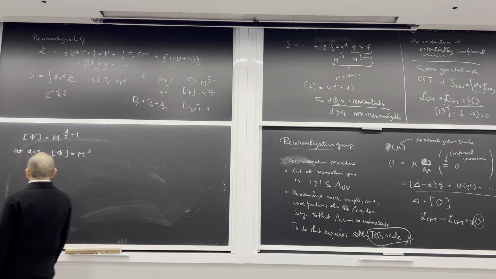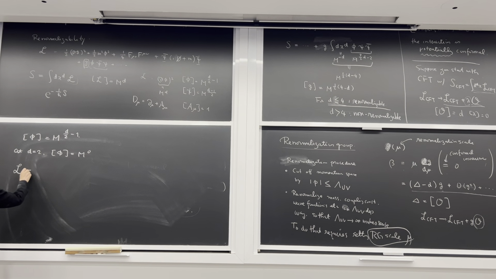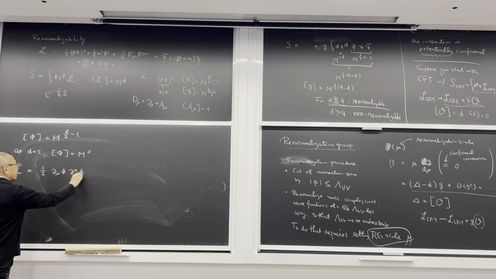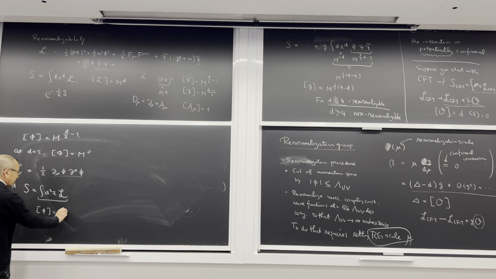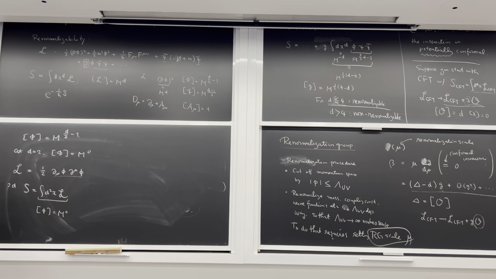I'll give you an example. Suppose you start with a Lagrangian, and suppose you have a kinetic term for this Lagrangian. In 2 dimensions, the action is a 2-dimensional integral of L. You want this to be dimensionless, so that means that L has to have dimension 2. But you already have two derivatives. So we can see already that phi has no dimension.